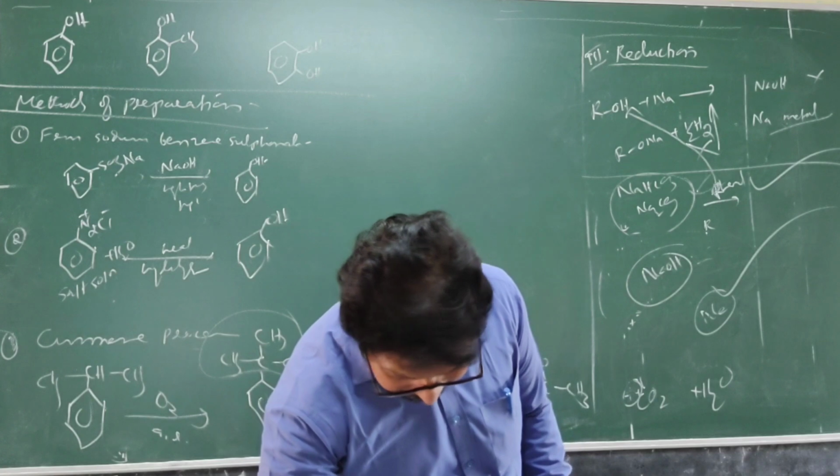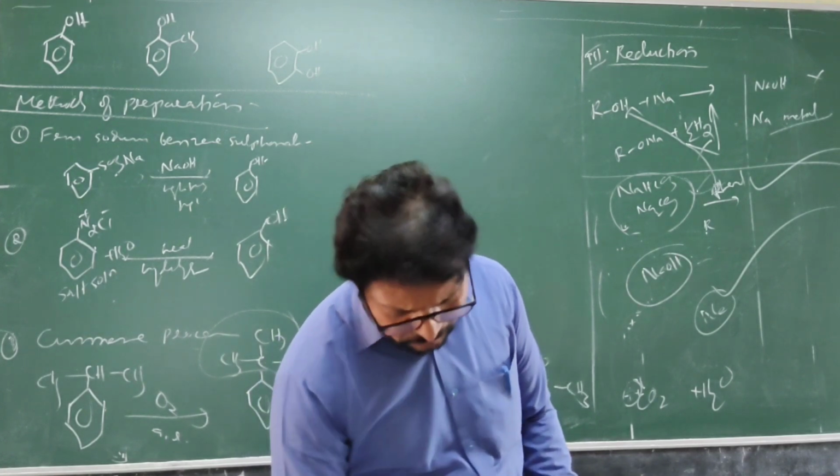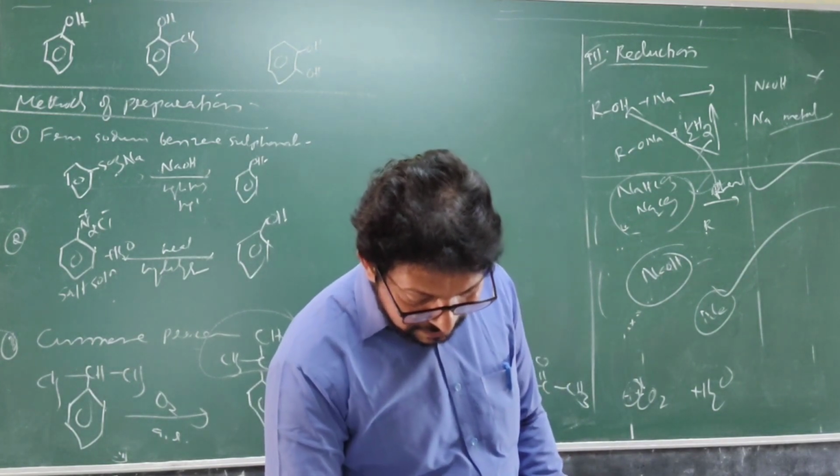As such, under methods of preparation of phenol, you had only this one, it seems. The chlorobenzene to phenol is there, right? It needs a tremendous condition. You have to do hydrolysis.